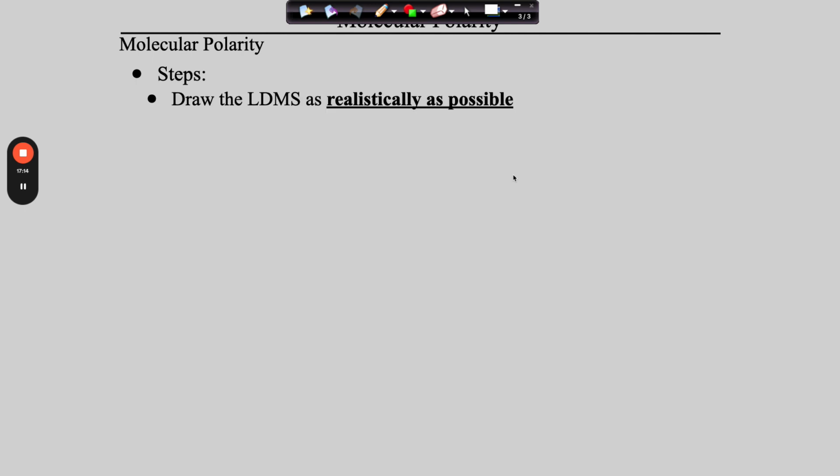So guys, step number 1 is this. Draw the Lewis dot structure as realistically as possible. Some of you are writing these down, so I'll slow down so you can write them down. So guys, step number 1, draw the Lewis dot structure as realistically as possible. Then guys, step 2, draw the polarity arrows for each one of the bonds.